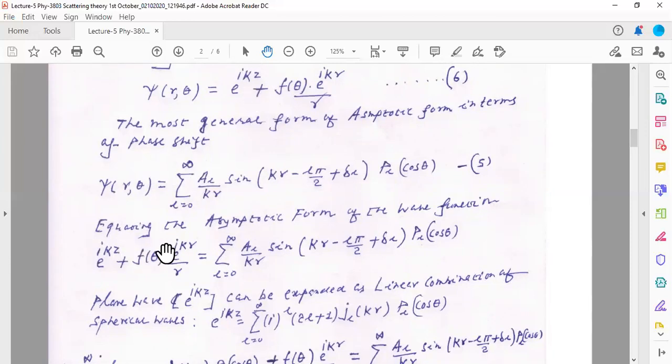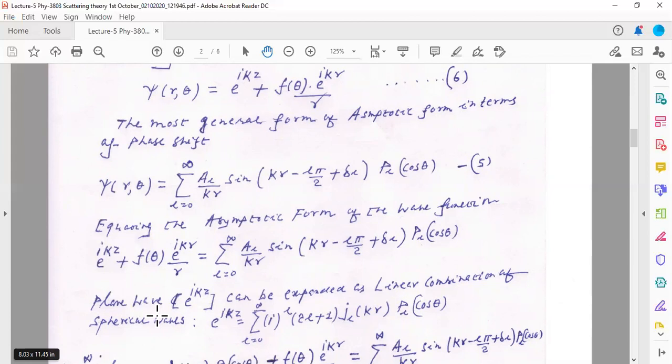So I write plus f theta e to the power of ikr over r. This is also what I wrote here, the right hand side of equation number 5. Now please concentrate: this e to the power of ikz is a plane wave, and you see that the plane wave can be regarded as a linear combination of an infinite number of spherical waves.